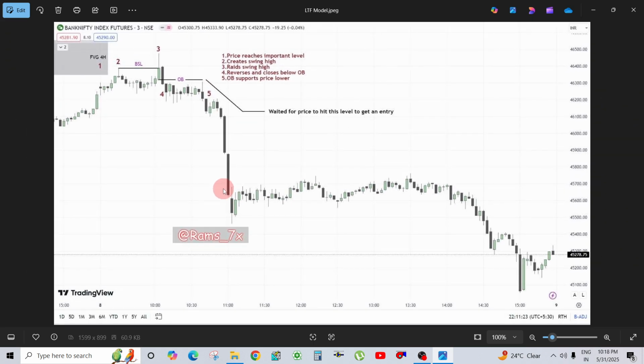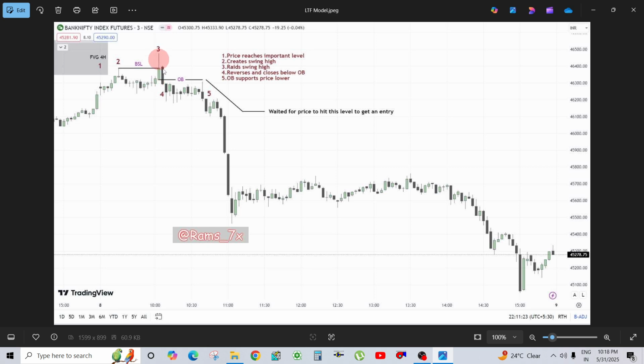So I'm repeating the same thing again. When the price reaches an important level, we need to shift to lower time frames and look for this 5-point checklist. In this example, the 4-hour fair value gap is our important level. Second, it has to create a swing high. When this low was made, this becomes the swing high and price rides the swing high. So this is like a liquidity sweep, as we discussed earlier in all videos. This is a liquidity sweep.